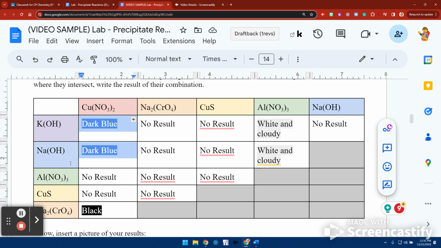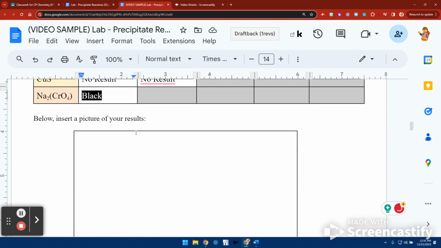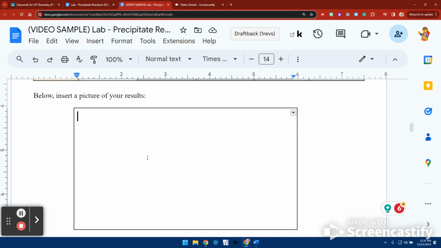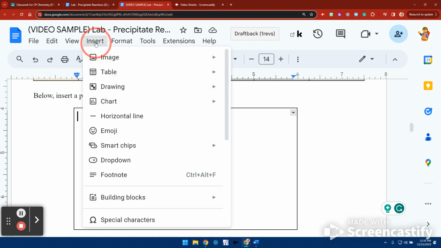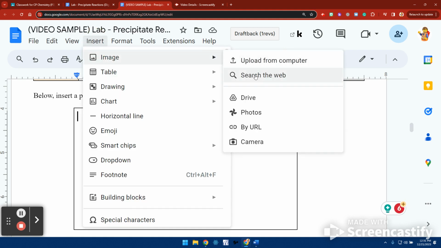All right, you should find about 3 or 4 different matches, and you are going to be responsible for identifying 3 of those matches. All right, by the way, you need to make sure that you insert a picture of your results down below. Okay, you have to insert a picture of it. So take a picture on your phone or using your computer, save it to your drive, and then insert image from your Google Drive, okay?